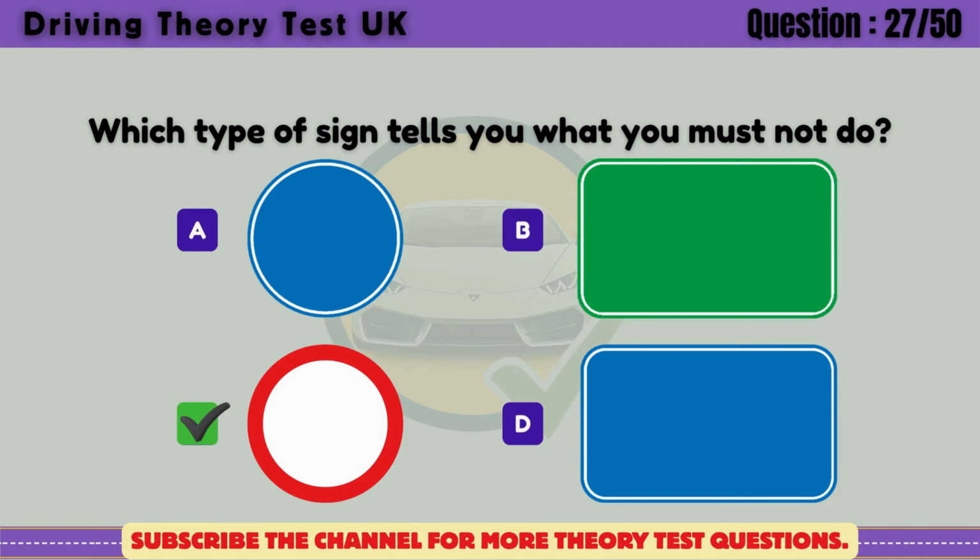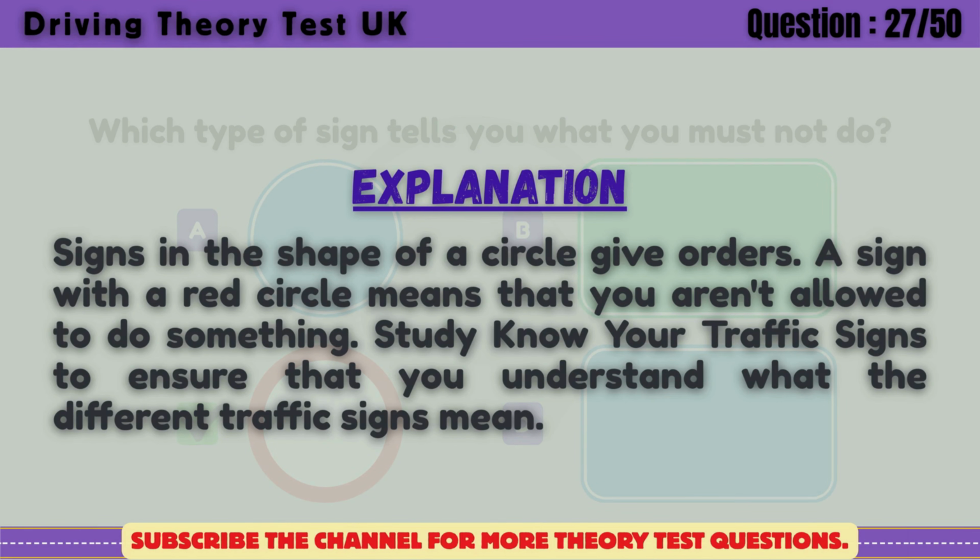Answer is C. Signs in the shape of a circle give orders. A sign with a red circle means that you aren't allowed to do something. Study Know Your Traffic Signs to ensure that you understand what the different traffic signs mean.